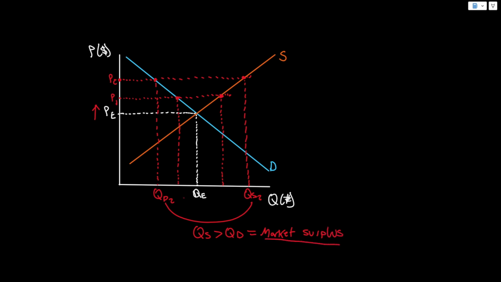All right, and so how do we fix market surplus? Well, the only way we could do it is by decreasing our price. So if our P2 goes to P1, we're reducing our market surplus. And then if our P1 goes to PE, so that means our P1 turns into the price of equilibrium, then we will get rid of market surplus.